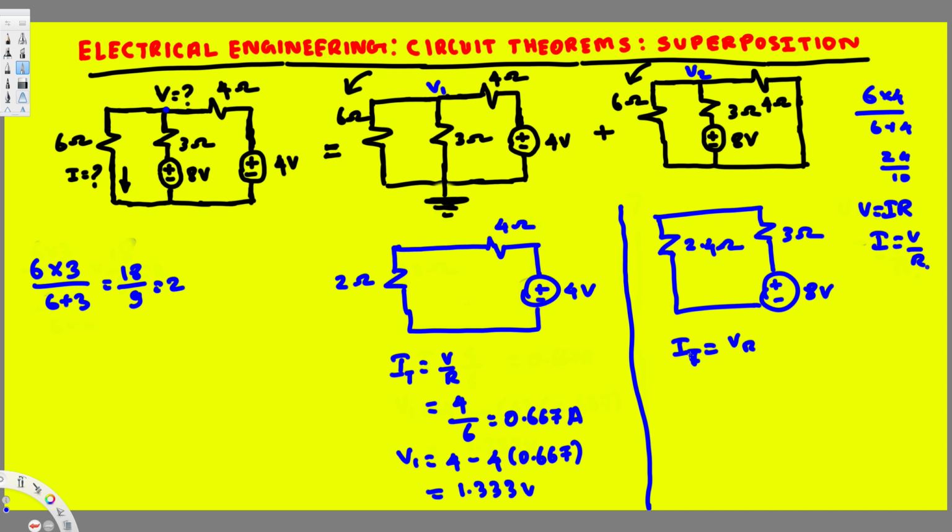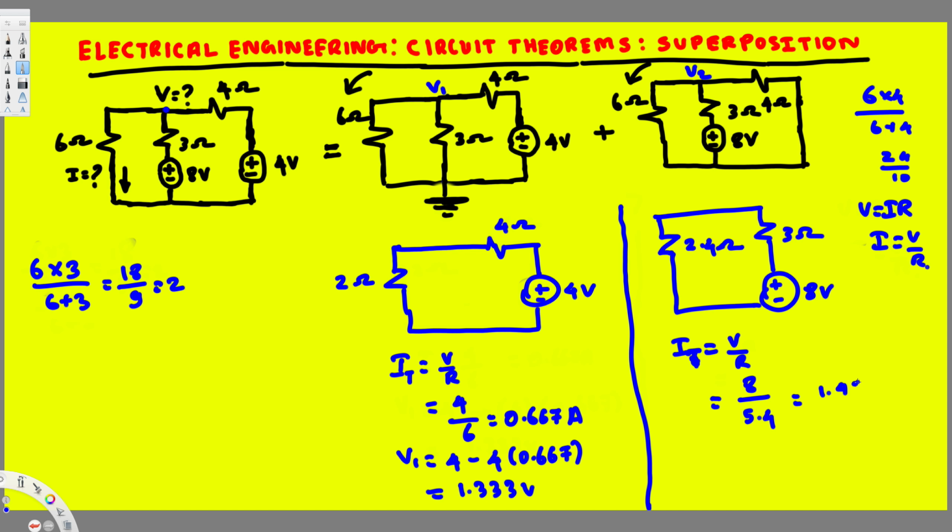Here the current is going to be I is equal to V over R, right? So V is 8 volts divided by 5.4. If you calculate this, you should get 1.481.